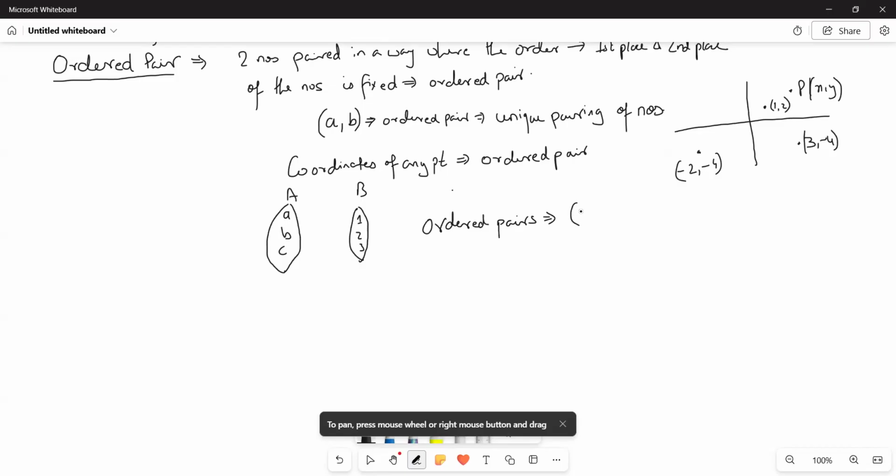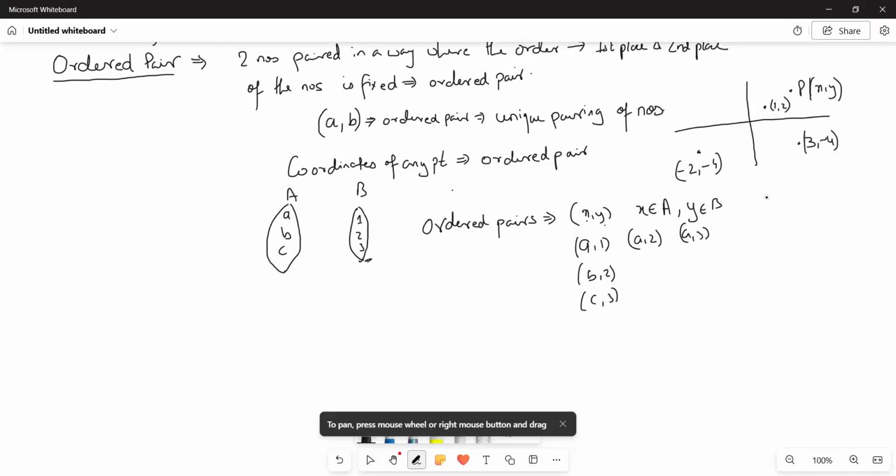There are two ways in which you can create an ordered pair from this. You can create an ordered pair of the form (x, y), where x belongs to set A and y belongs to set B. This would imply that the first position will be represented by the elements of set A and the second position by the elements of set B. So ordered pairs created in this form would be (a, 1), (b, 2), (c, 3). We can have (a, 2), (a, 3), and so on and so forth.